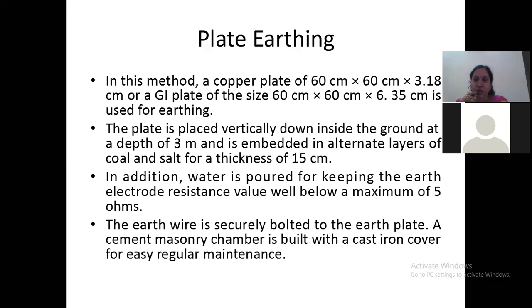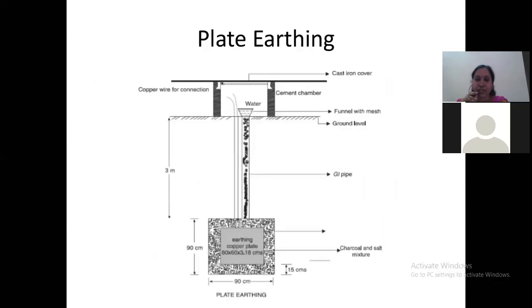The earth wire is securely bolted to the earth plate. A cement masonry chamber, you can see here in the figure. So this is our plate. Alternately, we are providing the salt and the charcoal, and this is connected to a pipe from where the water is poured. This is the cement chamber, so that no one will come in contact with this particular equipment.